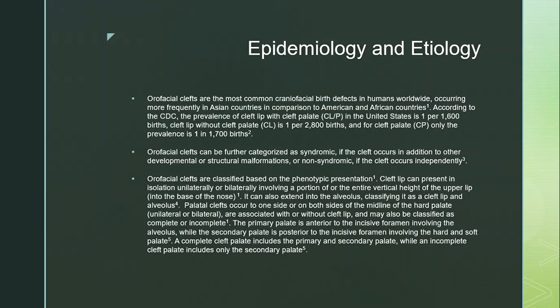Palatal clefts occur to one side or on both sides of the midline of the hard palate. They're associated with or without cleft lip, and they also may be classified as complete or incomplete. The primary palate is anterior to the incisive foramen involving the alveolus, while the secondary palate is posterior to the incisive foramen involving the hard and soft palate. A complete cleft palate includes the primary and secondary palate, while an incomplete cleft palate includes only the secondary palate.